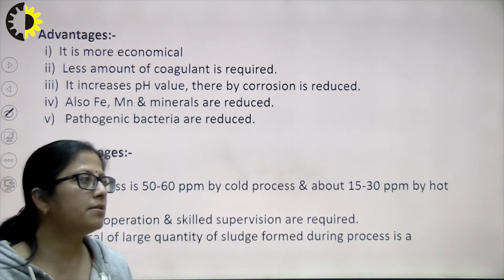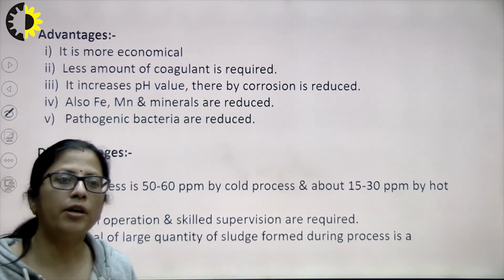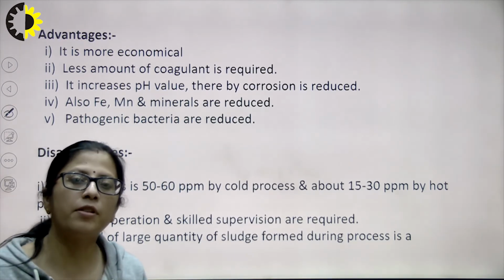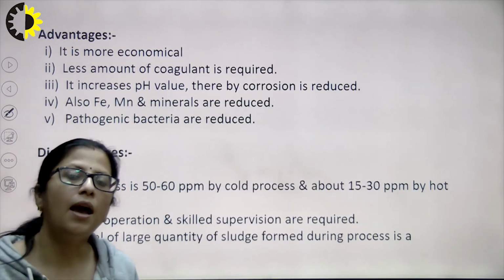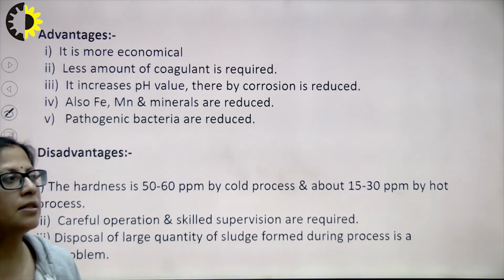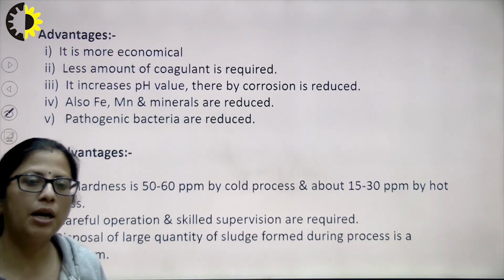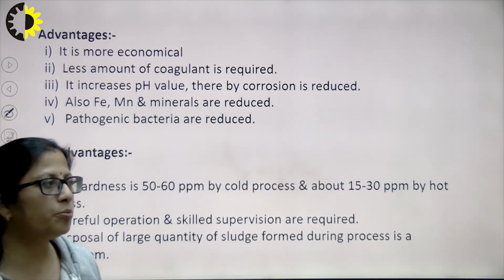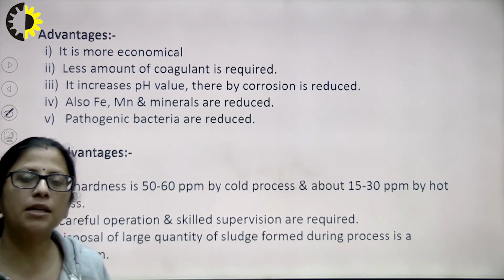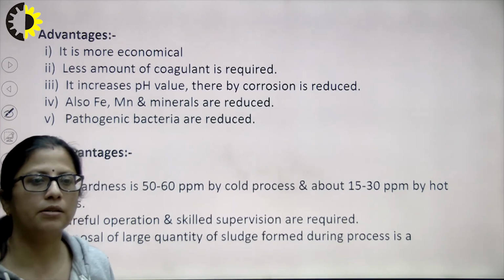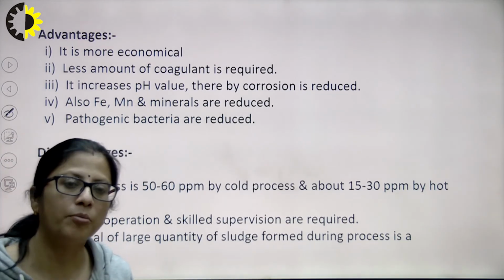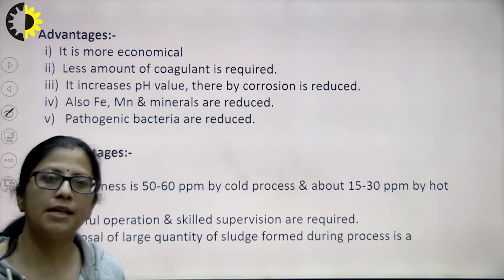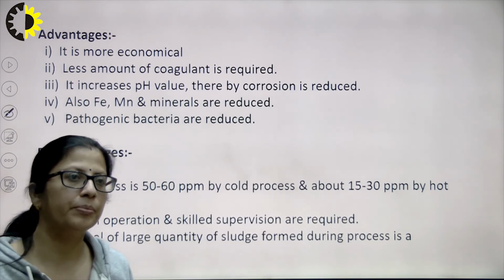Disadvantages: there is residual hardness. For example, 50 to 60 ppm of residual hardness is there in the cold lime soda process, and around 15 to 30 ppm hardness is left in the hot lime soda process. Careful operation and skilled supervision are required. And the disposal of the large quantity of sludge which is formed during the process is itself a problem.